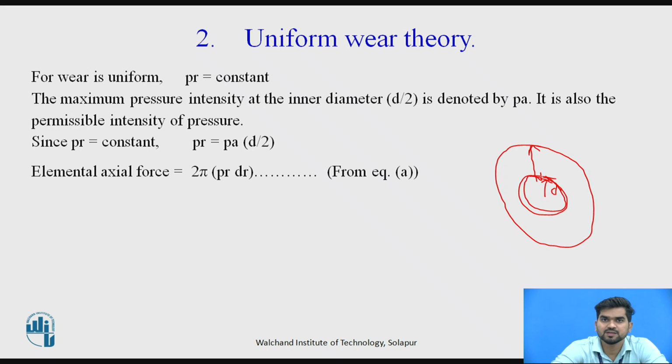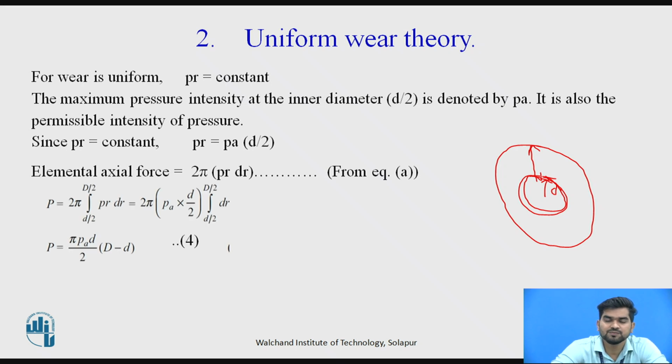Then the similar theory applies as we observed for the uniform pressure theory: the elemental axial force is 2 pi into P into R into dr. From the elemental axial force you can easily calculate the total axial force P by integrating from d by 2 to capital D by 2. So P is equal to 2 pi, integration from small d by 2 to capital D by 2, of P into R into dr. We already discussed that P into R is constant for the uniform wear theory, so the constant term comes outside of the integration.